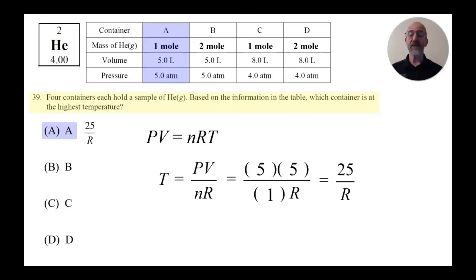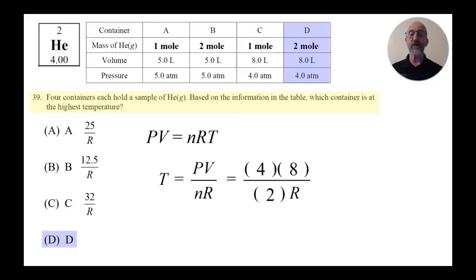Now I'm going to move on to choice B. Still going to be 5 and 5 on the top for the pressure and the volume, but now I have 2 moles, so that would be 25 divided by 2, or 12.5 over R. Now moving on to choice C, I have a pressure of 4 atmospheres and a volume of 8 liters. That would be 4 times 8, and I have 1 mole, so 4 times 8 is 32. 32 over R. And then finally for choice D, I still have a pressure of 4 atmospheres and a volume of 8 liters, but I have 2 moles. So for choice D, it's going to be 4 times 8 divided by 2.